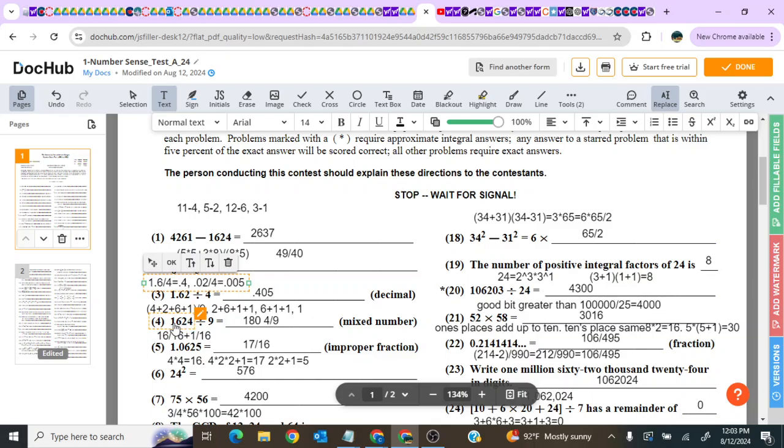Ones place, we do the first 3. Tens place, we do the first 2. Hundreds place, we do the first one only.